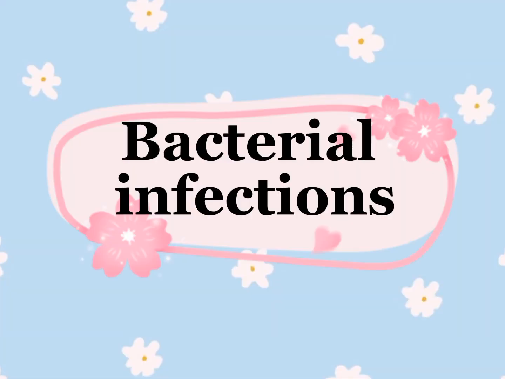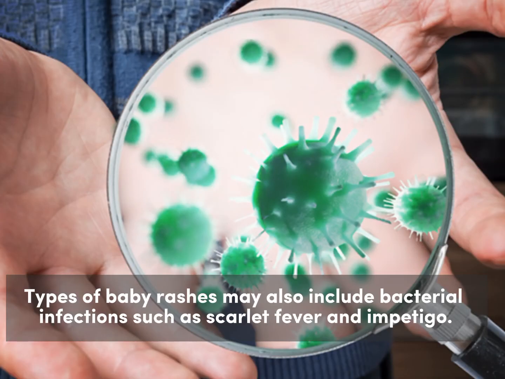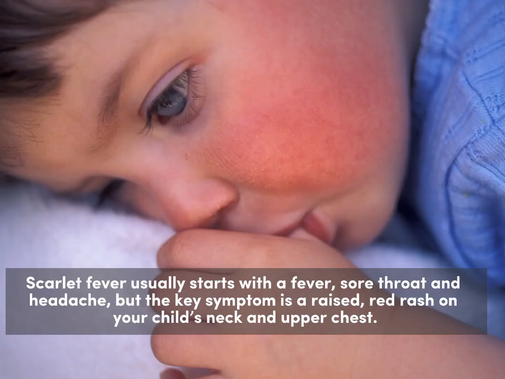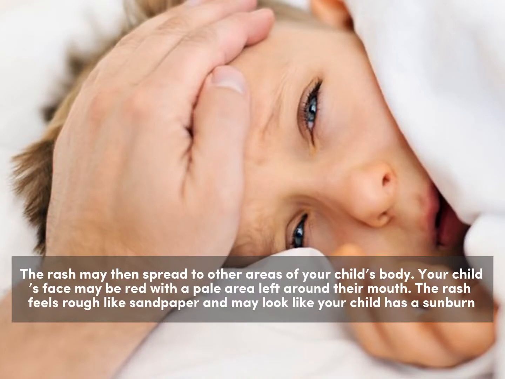Bacterial infections. Types of baby rashes may also include bacterial infections such as scarlet fever and impetigo. 1. Scarlet fever. Scarlet fever usually starts with a fever, sore throat, and headache, but the key symptom is a raised, red rash on your child's neck and upper chest. The rash may then spread to other areas of your child's body.